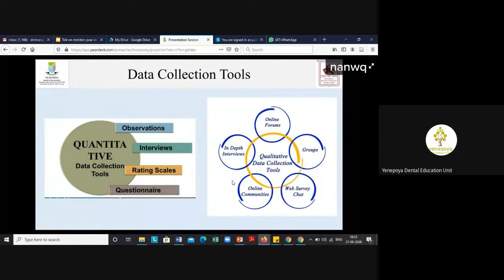Now, because we have a shortage of time, I have restricted myself to the questionnaire, how to develop a questionnaire, how to design this tool. I have restricted the talk today to that part.